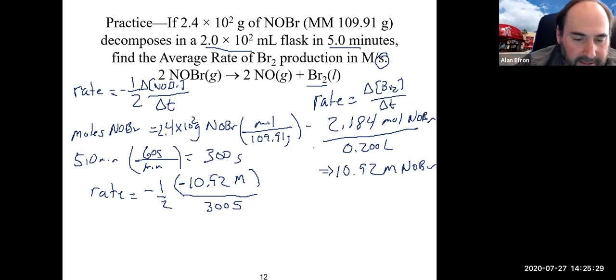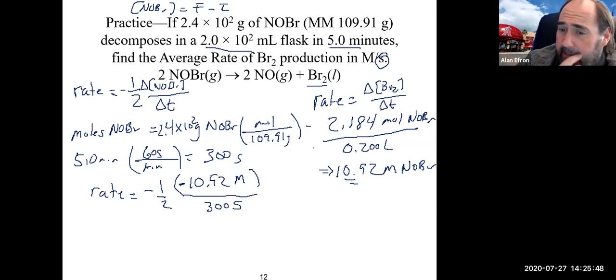And I am going to make this negative. And you may be wondering why I'm making it negative. The number that we got here is really the result of the change in the NOBR, which is our final minus our initial. Since the NOBR is a reactant, it should be decreasing with time, which means technically speaking, when we did final minus initial to get that 10.92 number, it should be a negative 10.92 because the final concentration should be less than the initial.